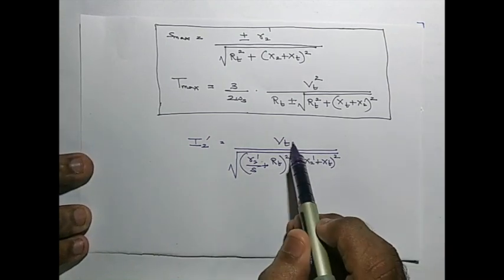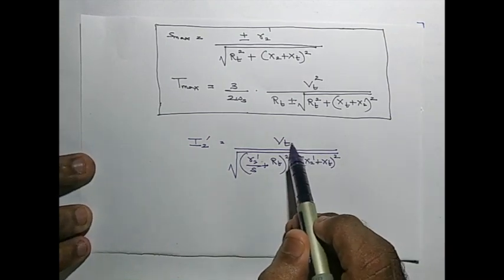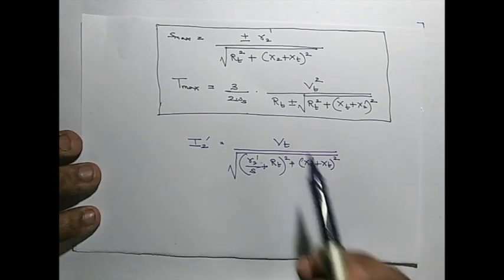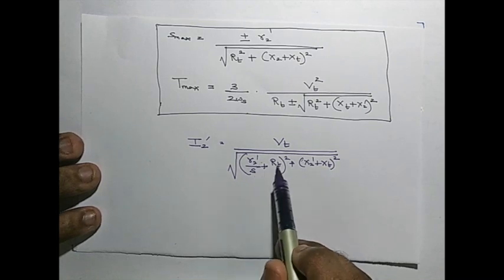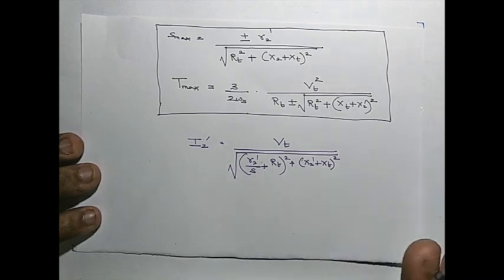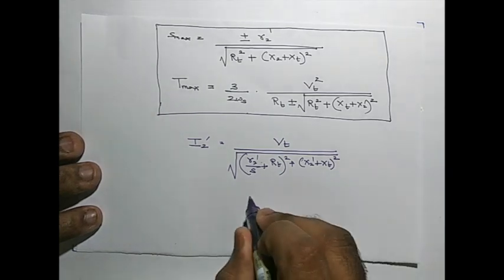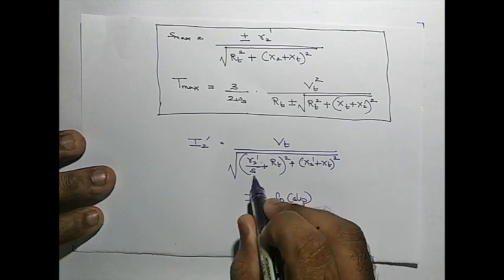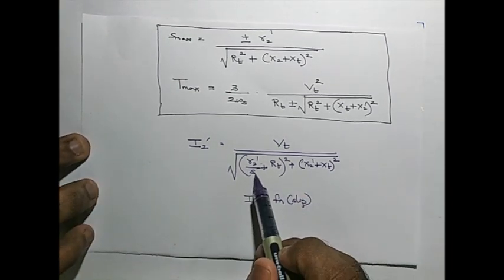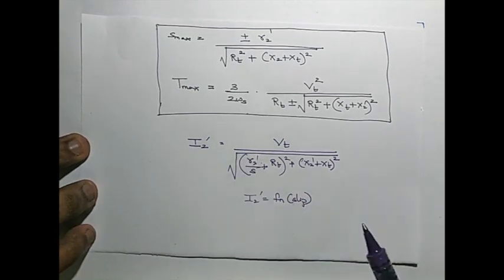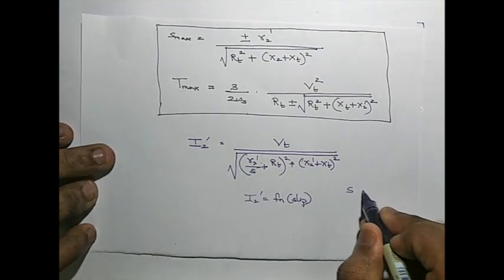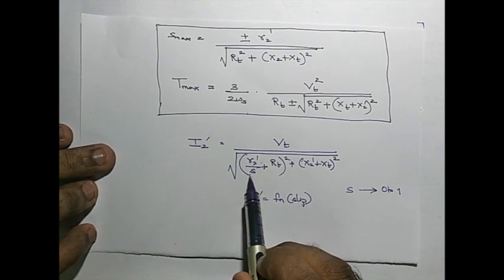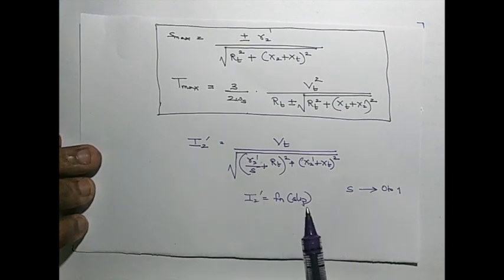Now, what is to be remembered is that Vt is the applied terminal voltage, which is constant. Not a terminal voltage, it is the Thevenin voltage, but that is constant because the applied voltage is constant. R2 dash is constant, RT is constant, X2 dash and XT are all constants. Again, I2 dash is a function of slip. The only variable here is the slip, and that appears in the denominator of this fraction. Now, S will vary from 0 to 1. What will happen as S increases?